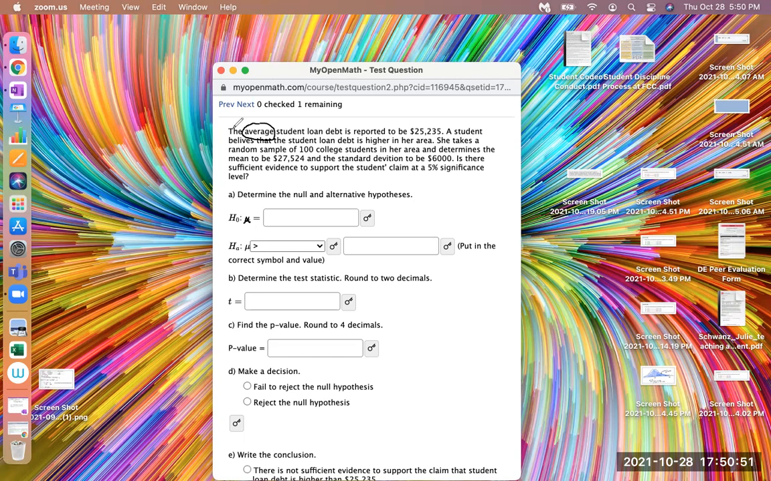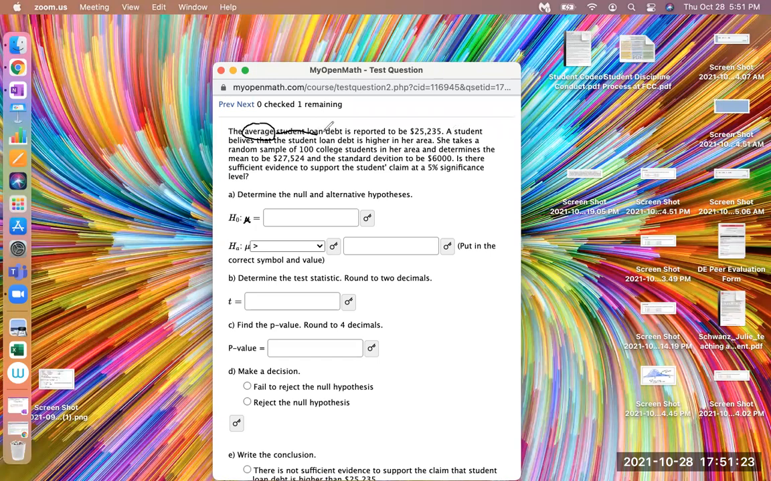Let's read it. The average student debt is reported at this number. The student believes that the student loan debt, which is the same thing they just mentioned above, is higher in her area. Those last few words are what initially got me thinking the alternative is going to be higher. But then I saw the number and I was like, well, okay, it's definitely higher. Good. And I don't really like it because they could have just erased all this information.